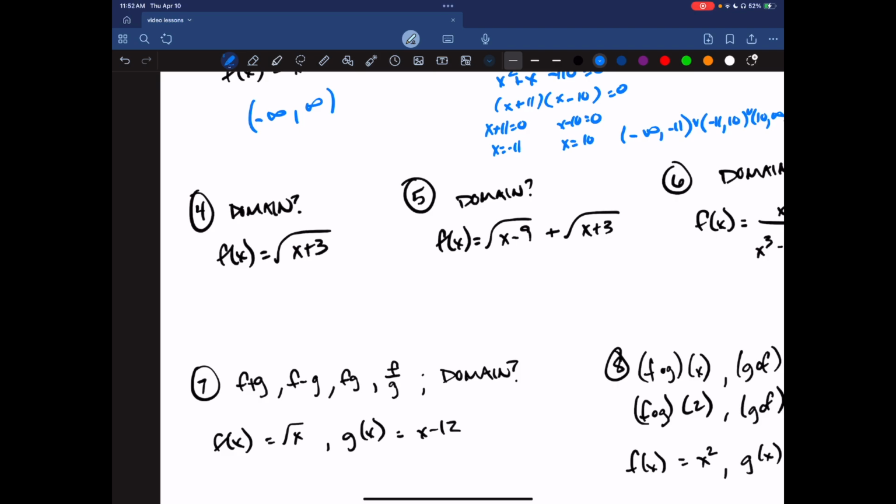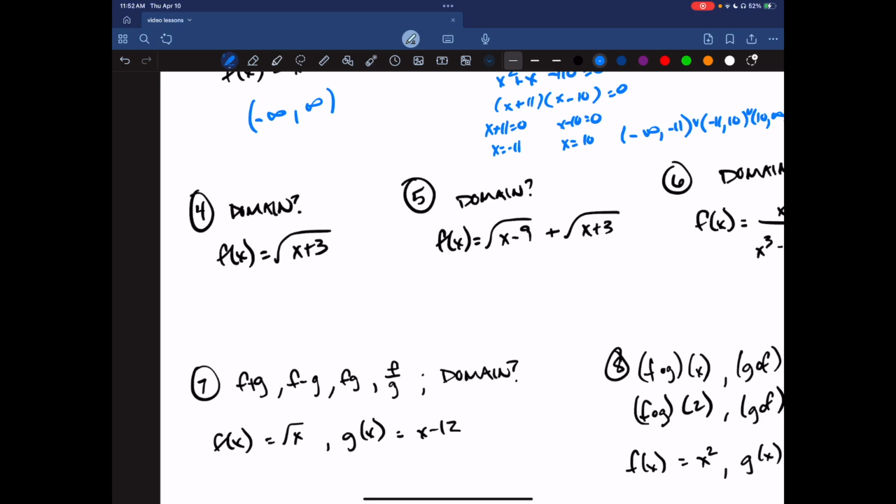All right, so number 4, I said at the beginning of this that the only things that are going to cause a domain issue are a fraction, because you can't divide by 0, and then an even root. This is the square root in number 4. All right, it can be 0. I can take the square root of 0. I can't take the square root of negative 1. So it can be 0 or anything above 0.